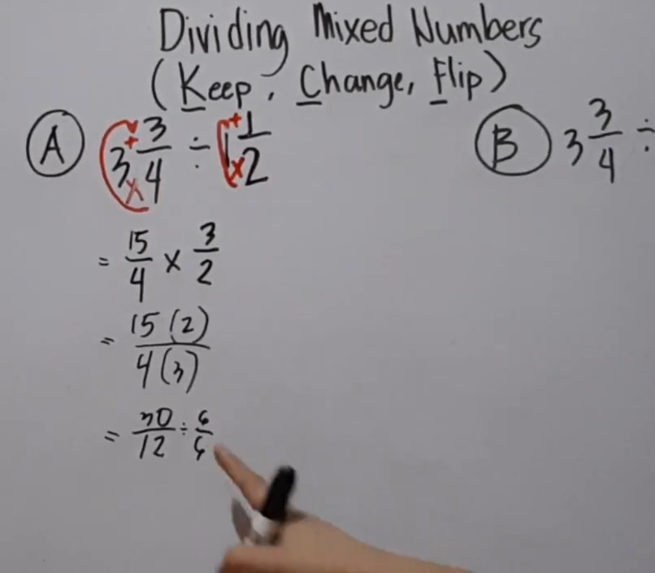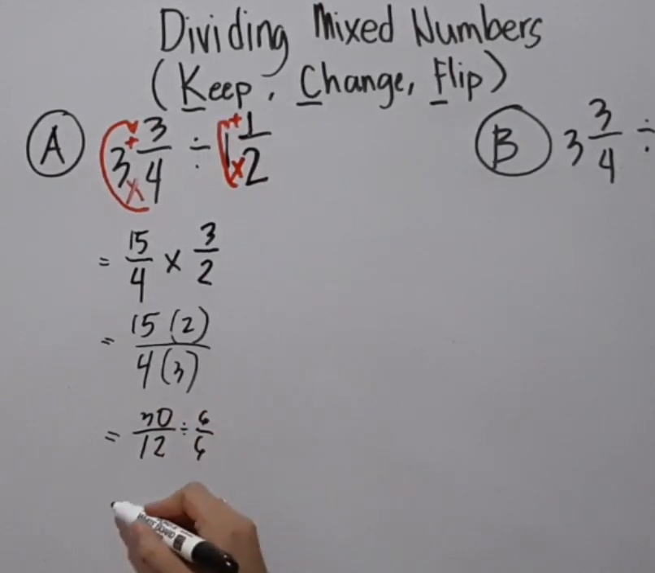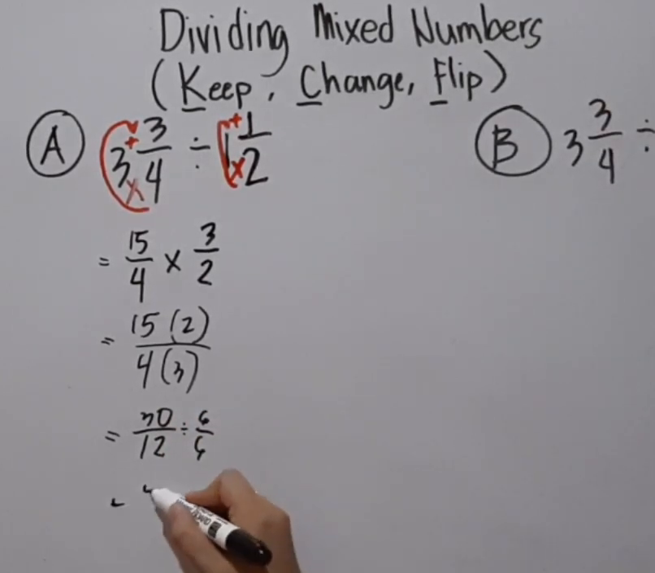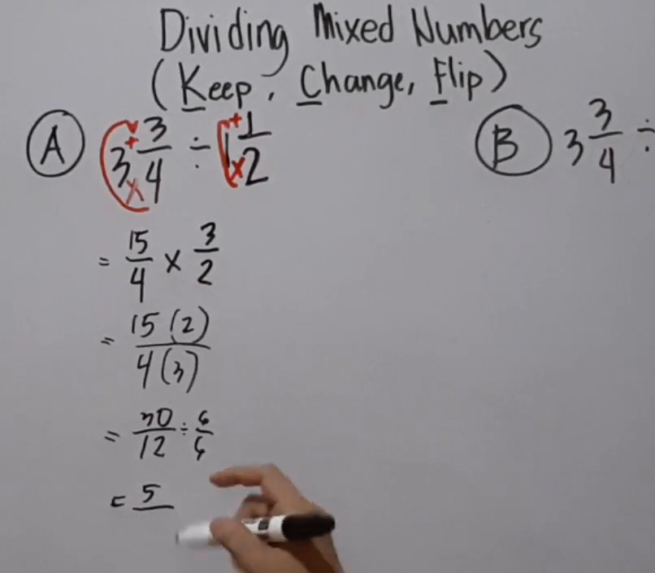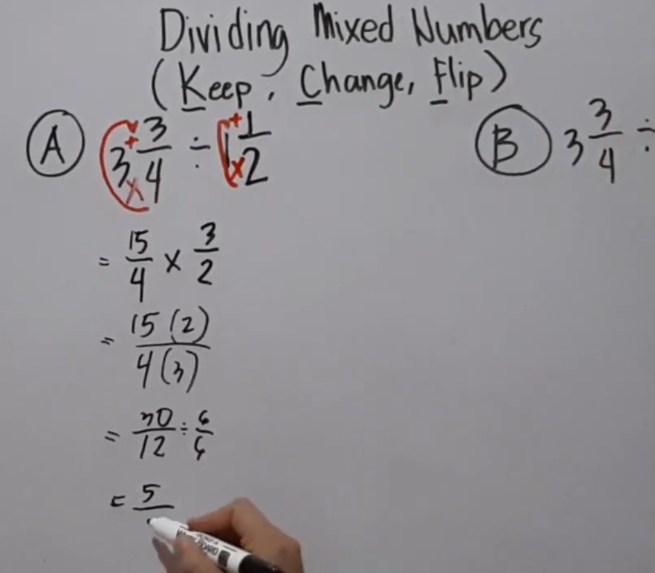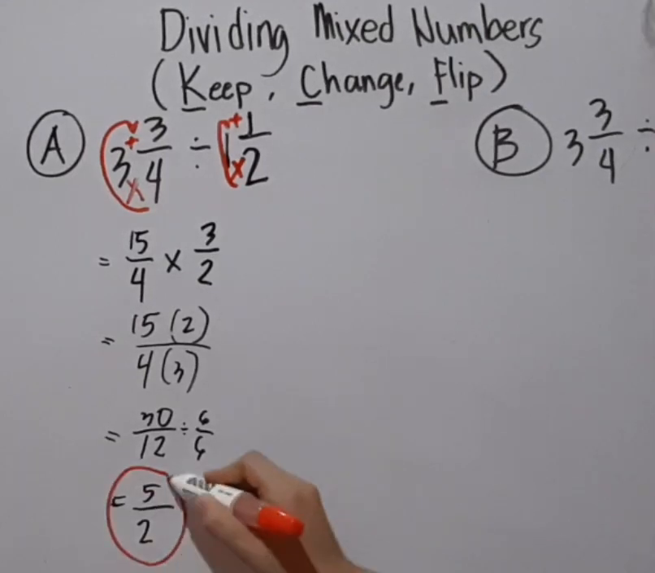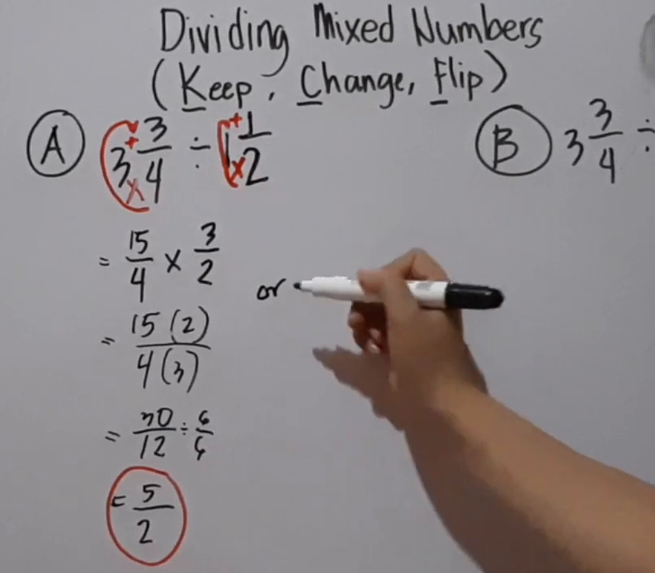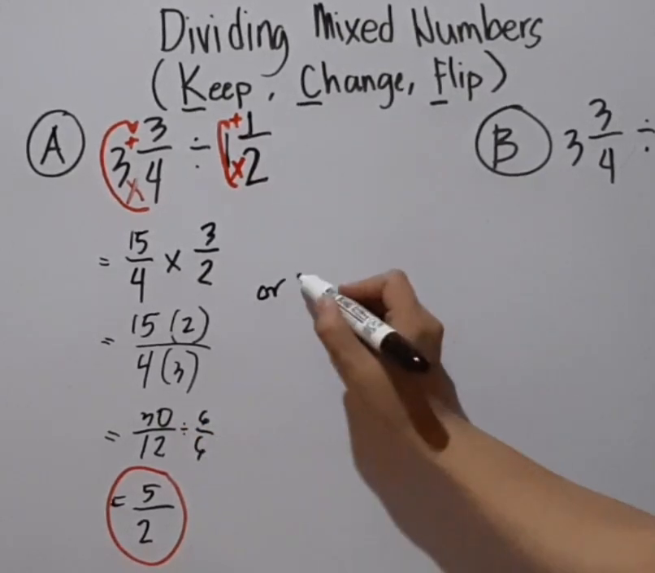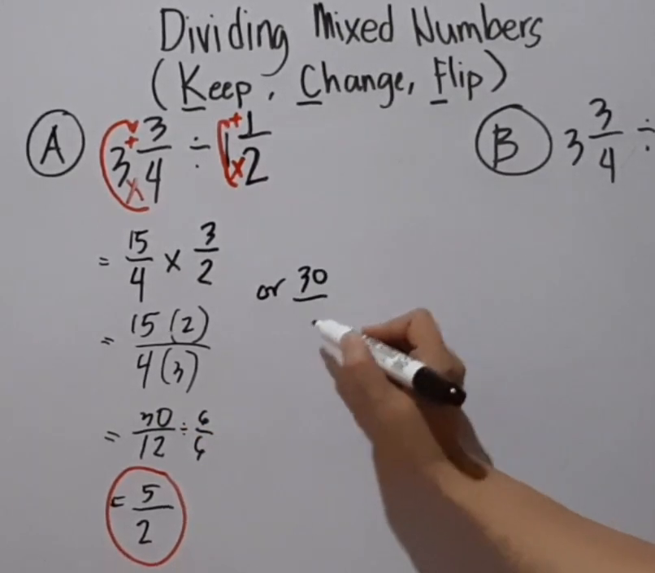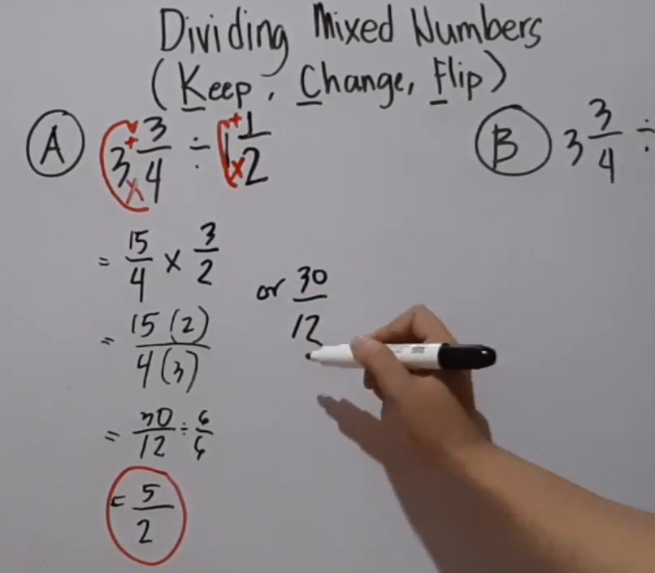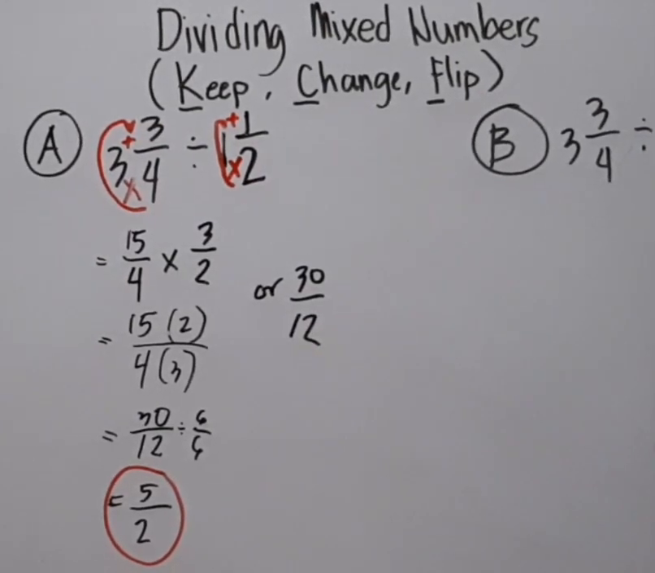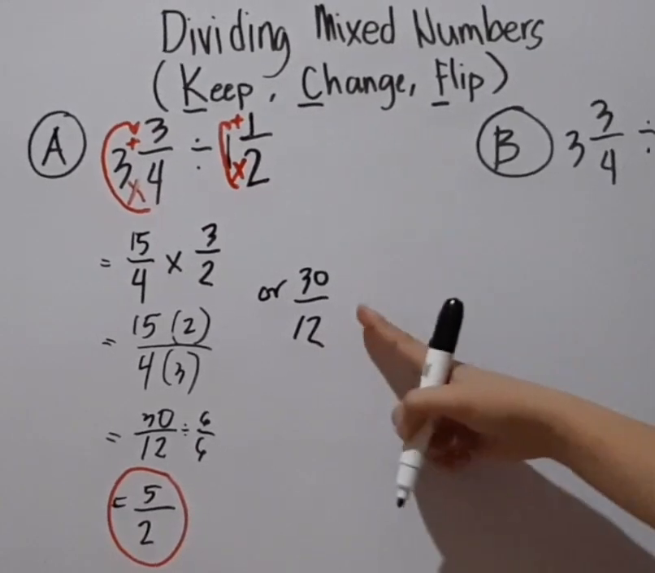Okay? So, it will give us 30 divided by 6 is 5. And then, 12 divided by 6 is 2. So, 5 over 2 po yung sagot. Okay? Or, pwede din po ganito. Yan. From here, 30 over 12. So, execute lang po. Kung mixed fraction po yung hinahanap, so ganito po yung gawin nyo.